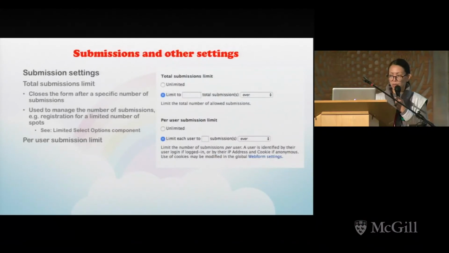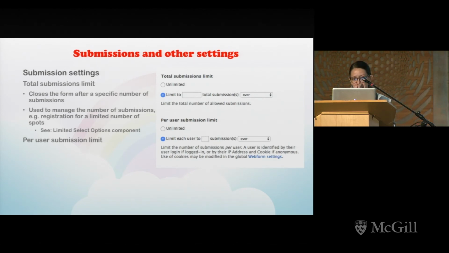Another thing you should be aware of is that you can specify how many submissions are possible for your form, both for the form in general as well as per user. For instance, the form that you filled out to attend today's session has a limit of 150 because that's how many chairs we have today.